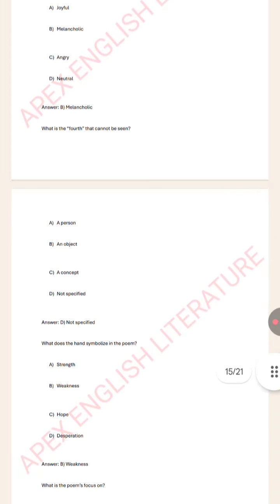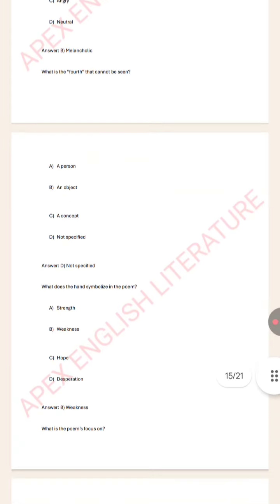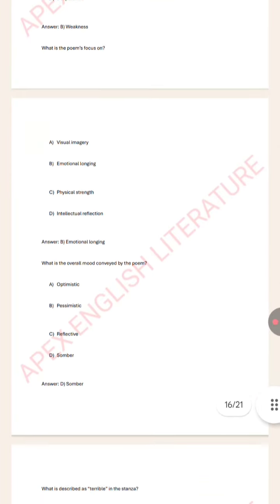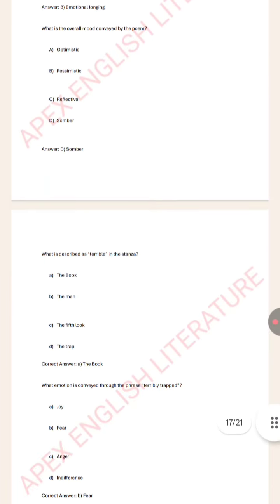What does the hand symbolize in the poem? Weakness. What is the poem's focus on? Emotional longing. What is the overall mood conveyed in the poem? Somber. What is described as terrible in this stanza? The book.